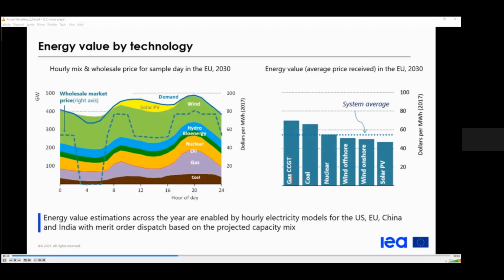We derive from hourly operations the annual energy value for each technology. And we do this for every year projected in our outlook and for all our scenarios. So from this hourly information, we can derive also the capacity value, so the contribution to system adequacy. Can you rely on this technology to produce electricity when the system needs it the most?